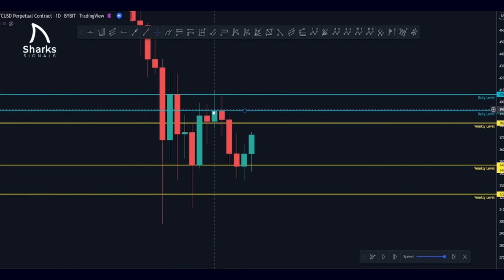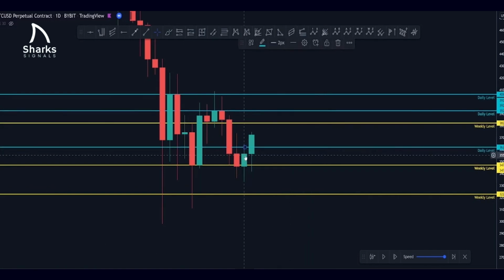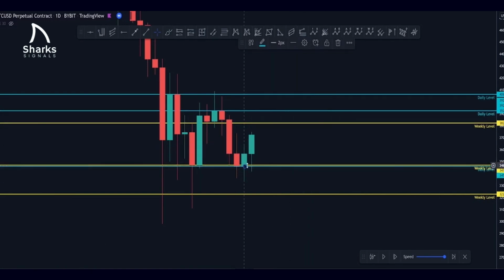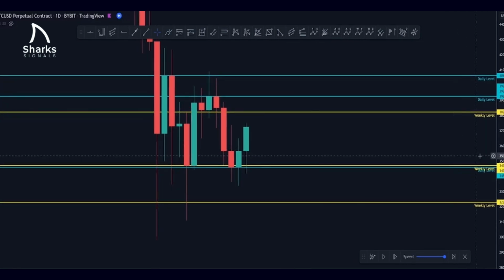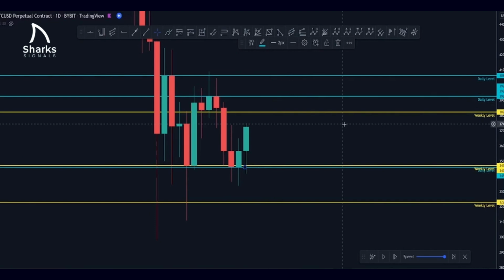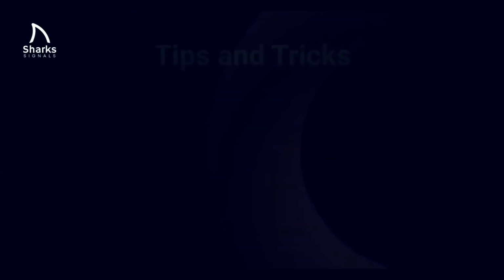This horizontal level was created later and might also act as resistance if price moves up to here. We can also mark a daily level to the downside here. As we can observe, these two levels are very close to each other, and the rule of thumb is to only keep the higher time frame one so that the chart does not become cluttered.